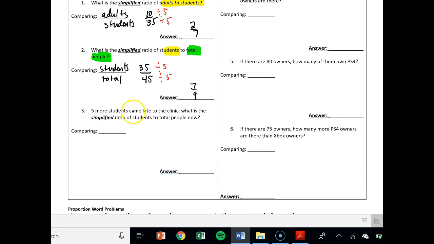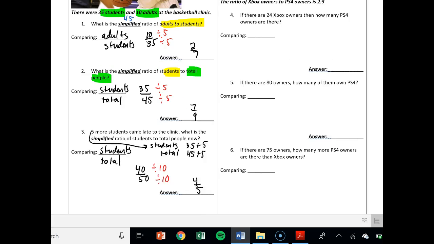Okay, it says 5 more students came late to the clinic. What is the simplified ratio of students to total people now? So again, I'm still doing students, and I'm doing total people as well. So think about it. If 5 more students come, that means the students number, which was 35, gets plus 5, and the total number, which was 45, gets plus 5, right? Because students count as total people as well. So your ratio becomes 40 over 50, which you can simplify by dividing by 10, and so you get 4/5. If you don't believe me, you can always check on a calculator, right?